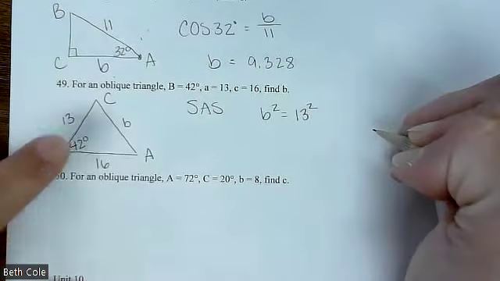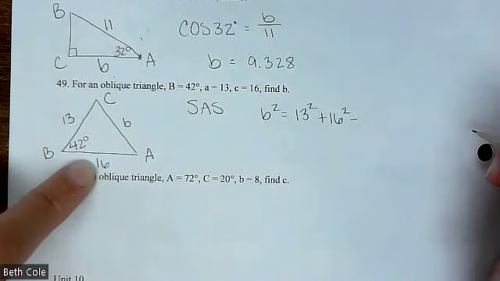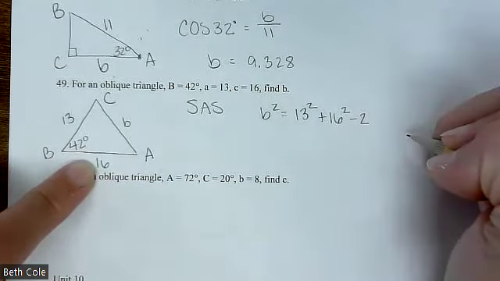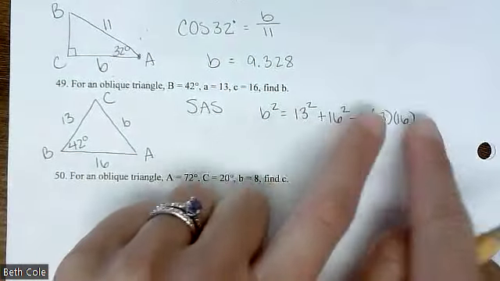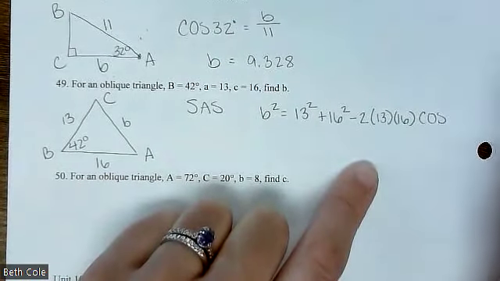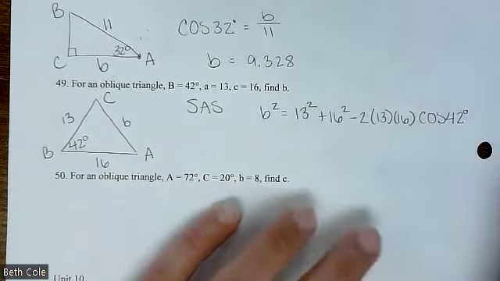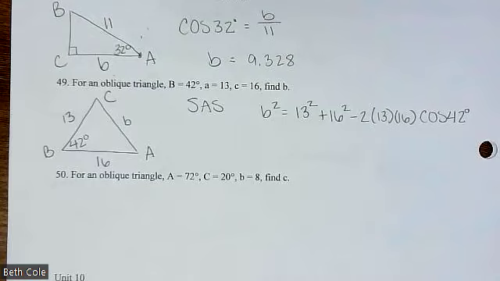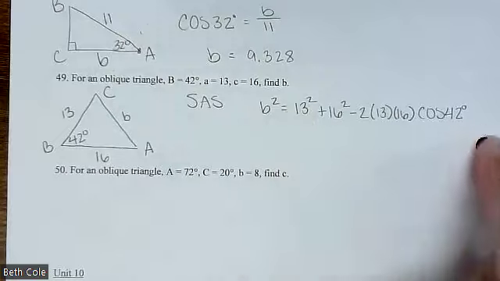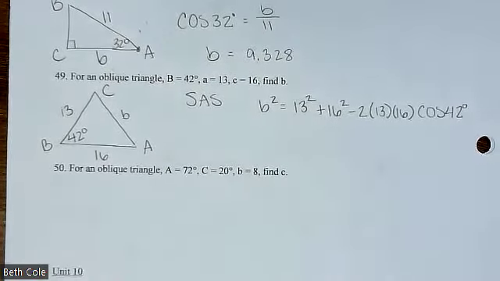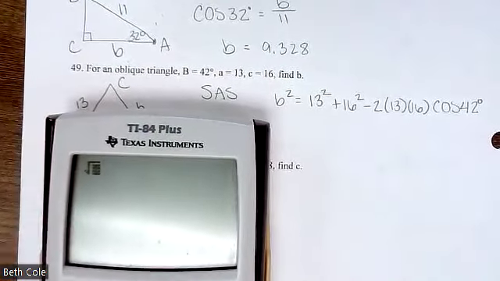13 squared plus 16 squared minus 2, 13, 16. You just repeat those. And then it's cosine of the only angle you have, which is 42. Now hold on, before you reach for the calculator, because it's b squared, what you actually want to type in is the square root of all of that. So ready, go. So square root of, you guys did it, and very successfully way back when.